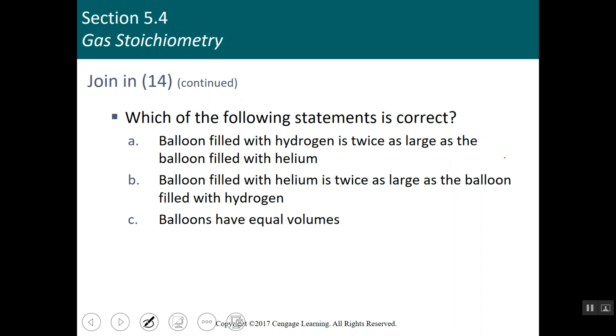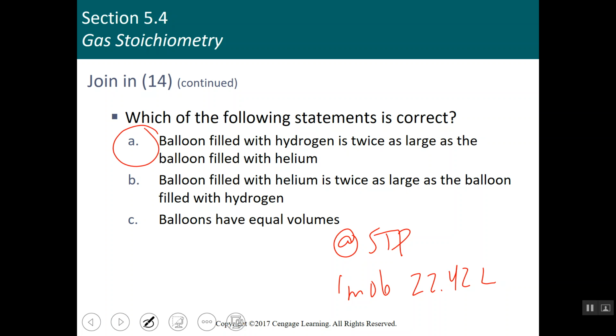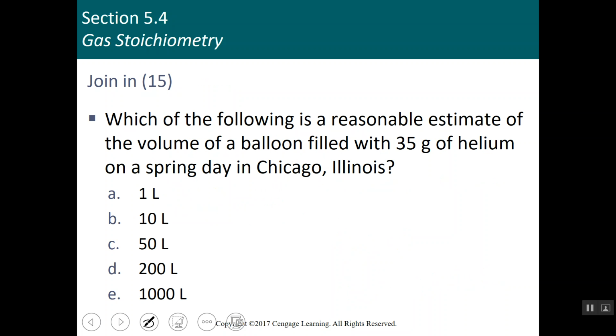This goes back to the fact that at STP, 1 mole of gas occupies 22.42 liters. Therefore, if we have the same mass, the mass of hydrogen is half that of helium, and so if we have the same mass, we're going to have twice as much volume in the hydrogen as in the helium balloon.